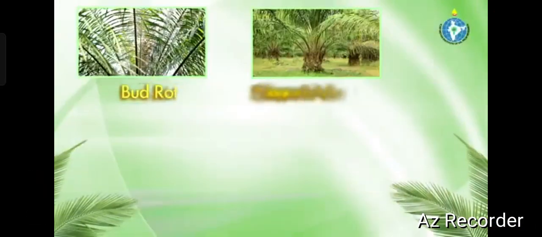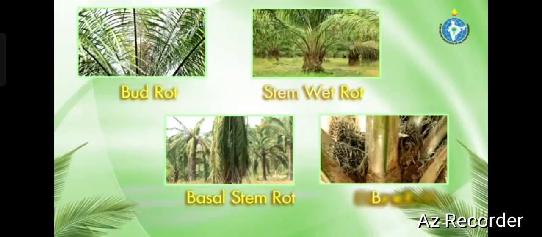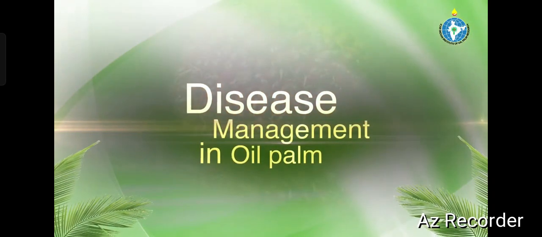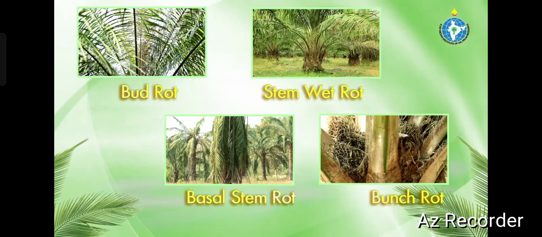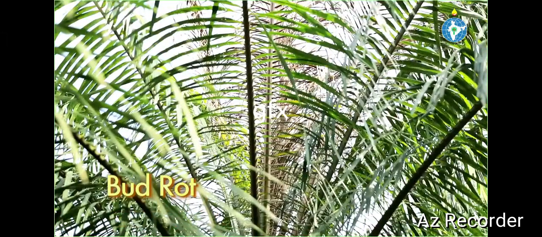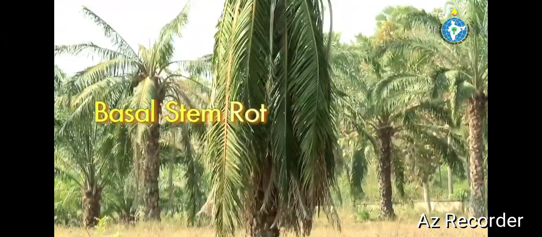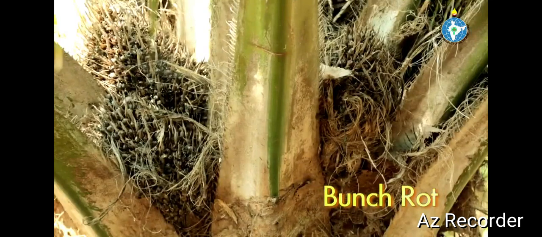It is observed that normally very few diseases occur on oil palm. The most common oil palm diseases are bud rot, stem wet rot, basal stem rot, and bunch rot.